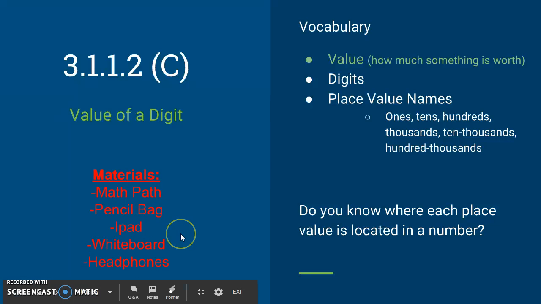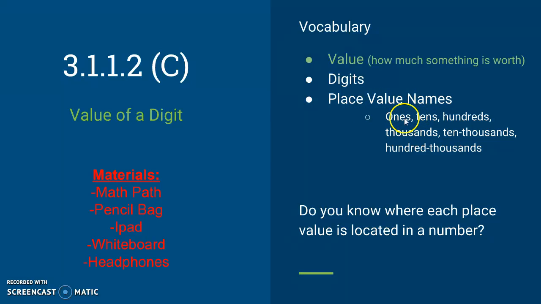The first things I want to make sure that we go over are vocabulary. So over here in green, it says value is one of the newer words for the vocabulary today because value means how much something is worth. And when we're talking about the value of a digit, we're wondering how much that digit is worth. Quick review again, digits are 0, 1, 2, 3, 4, 5, 6, 7, 8, 9. Digits make numbers.